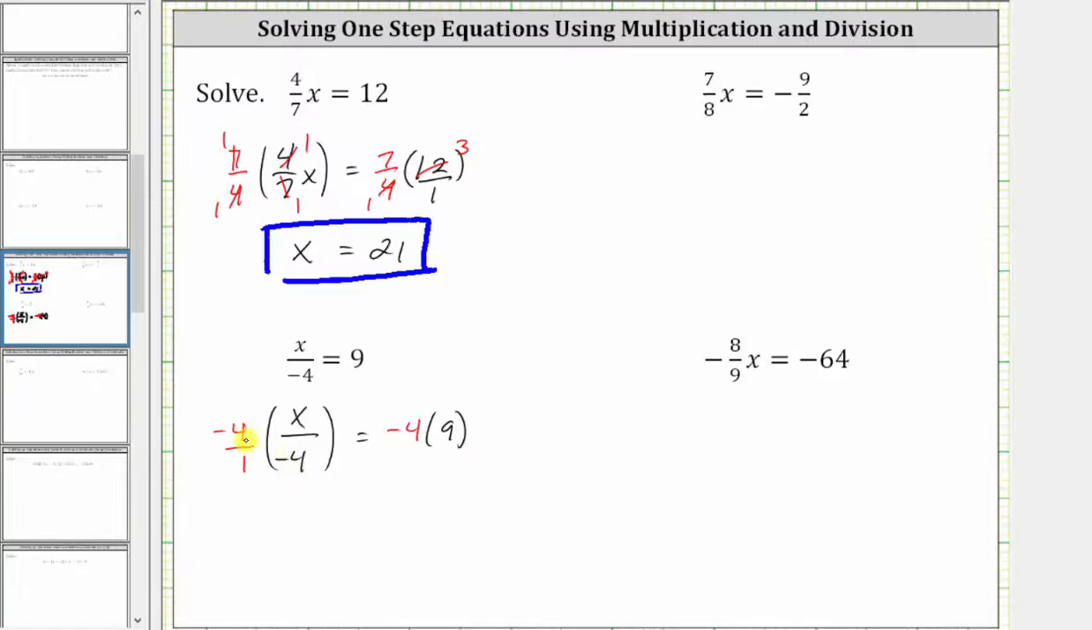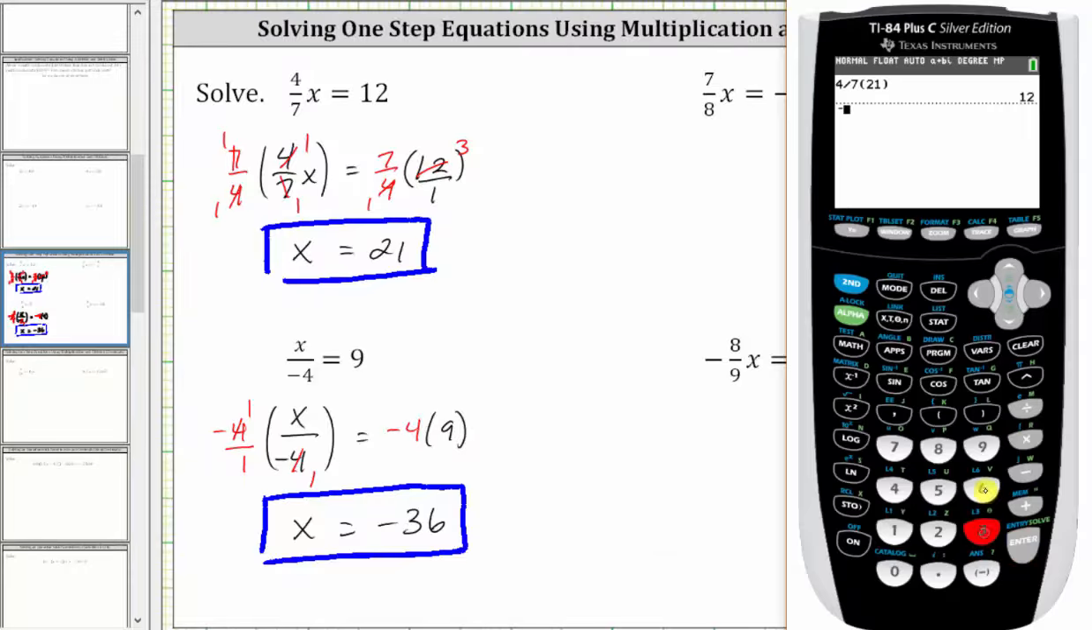Multiplying by -4 undoes the division by -4. Or again, if we want to show the simplifying, we have a common factor of 4 between the numerator and denominator. 4 divided by 4 simplifies to 1 here as well as here. But notice how these are really negative ones. Either way, this simplifies to 1 times x, which is x. On the right, -4 times 9 is -36. The solution is x equals -36. And to check, if we substitute -36 for x back into the original equation, we have -36 divided by -4, which is equal to +9.